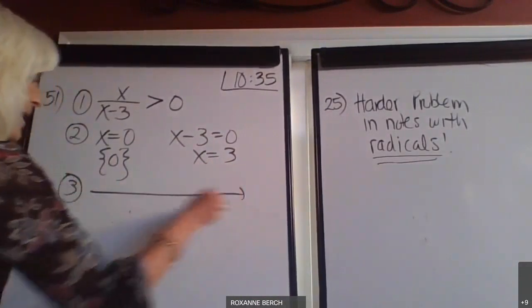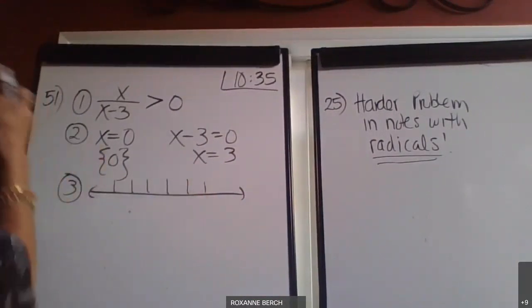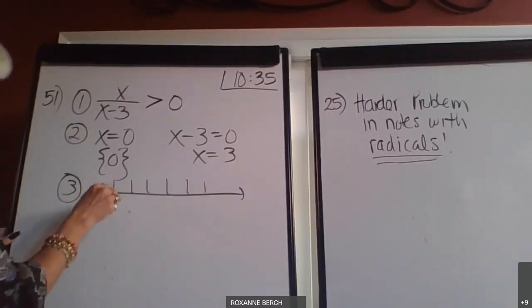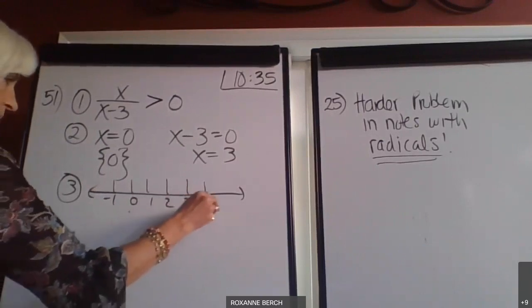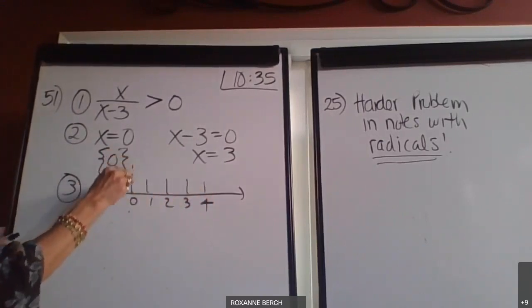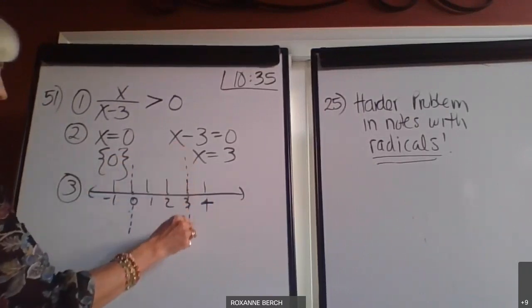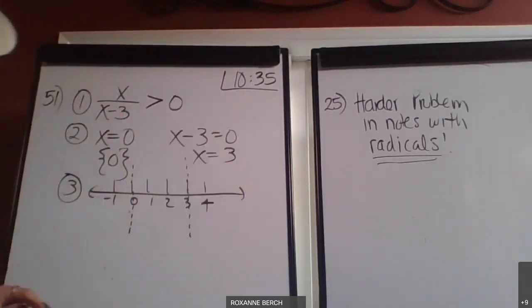On the third step, you're drawing a number line and you're dividing it into parts to find out what parts to test for solutions. So you're going to draw a line through 0 as a critical point, and 3 is a critical point, but also remember this is a vertical asymptote, so your answer cannot have a 3 in it.